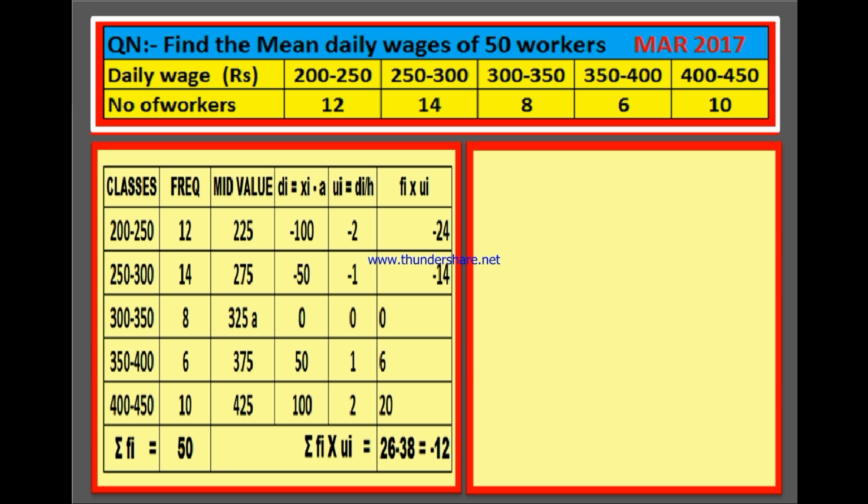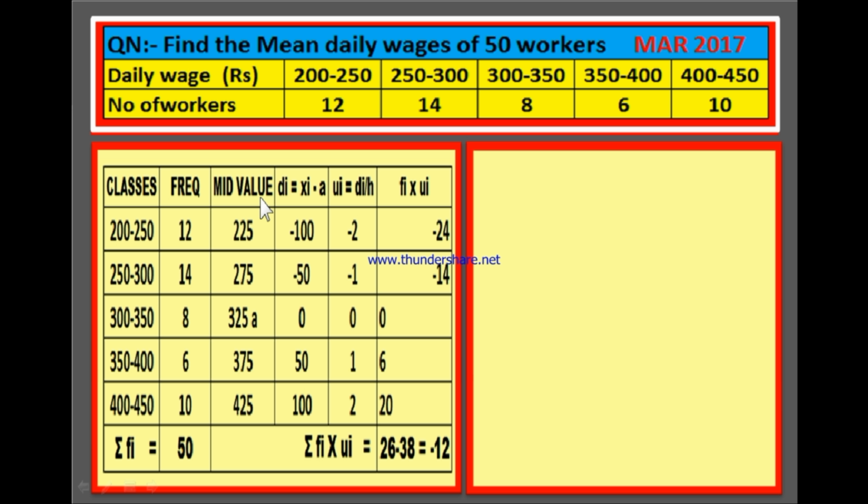Whatever method you adopt to find the arithmetic mean, the third column should always be the mid value. You can use either the direct method, deviation method or step deviation method, but you should use the mid value as the third column to find the arithmetic mean. In order to find the arithmetic mean of a table or grouped data, you should use the mid value. Understood? Therefore, let us find the mid value now.